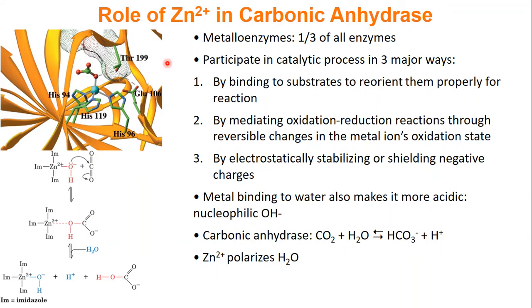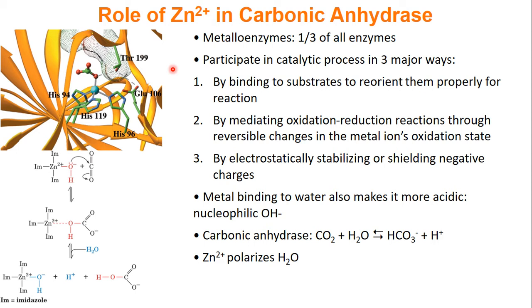In this video, we're going to continue to talk about catalysts and enzymes, and we're going to start with another class of enzymes, metalloenzymes. These are 1/3 of all the enzymes in your body, and they use a metal ion to help with their catalysis. Here we're going to look at zinc, but there are other types of metals that are used in your body, like iron and calcium and so on.